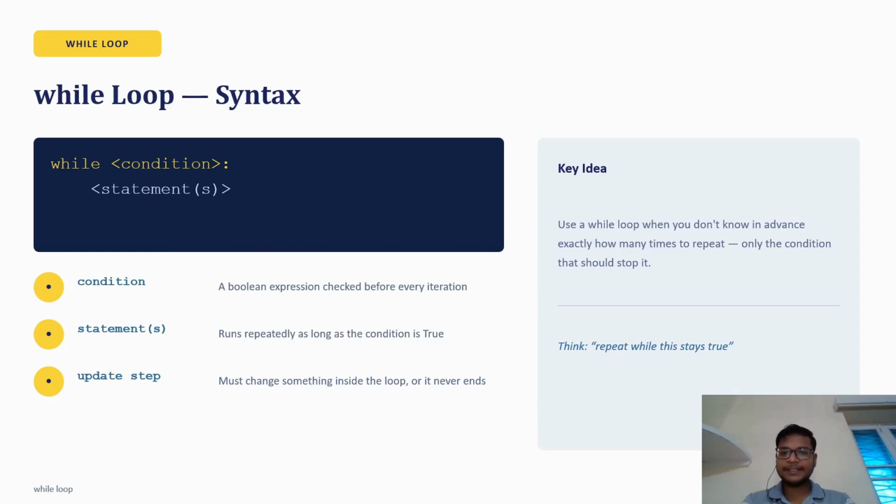And what is the key idea? Use a while loop when you don't know in advance exactly how many times to repeat, and only the condition should stop it. So think: repeat while this stays true. When the condition is true, the code will run. So this is all about the syntax of the while loop. I hope you clearly understand. Let's move forward.